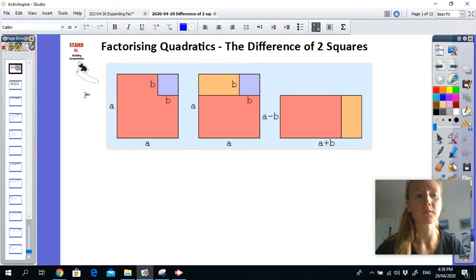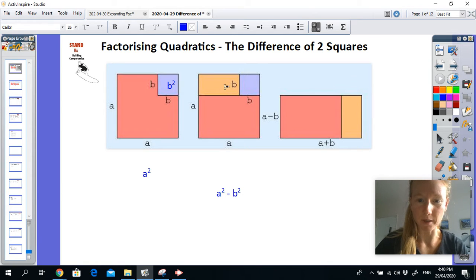And it all stems from this diagrammatical representation here. So we have a big pink square, which we can call a squared. Okay. And then in the corner over here, we have a little blue one, which is b squared. And this shows us the diagrammatical representation of a squared take away b squared. Okay. So we're taking the pink square and we're going to remove this blue square in the middle. And when we remove the blue square on the corner, we're still left with this orange part here. And imagine that orange part is picked up and shifted to the side.